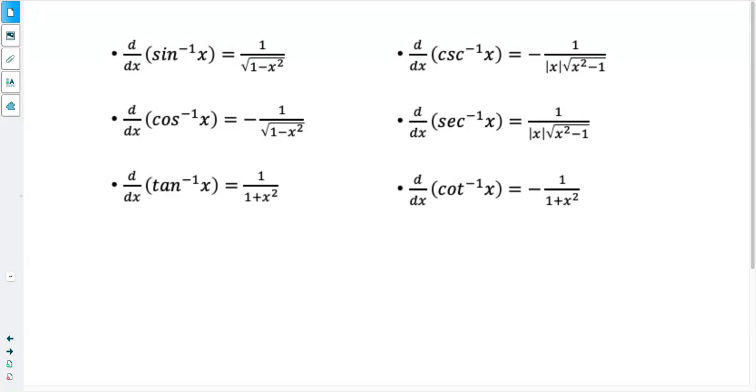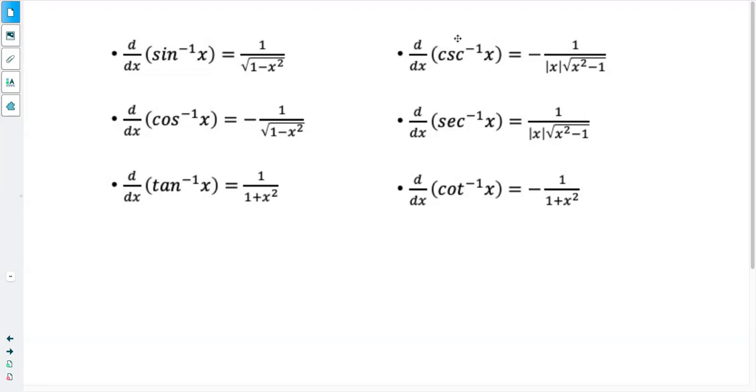The derivative of the inverse of sine x is 1 over the square root of 1 minus x squared. Our derivative of inverse cos is negative 1 over the square root of 1 minus x squared. Our derivative of tan inverse is 1 over 1 plus x squared.